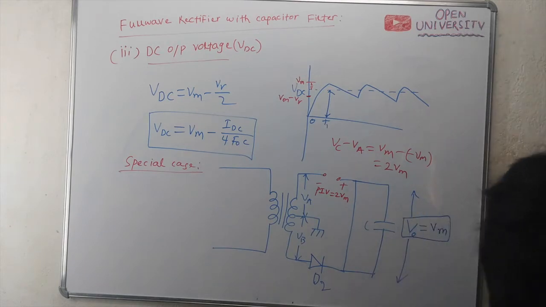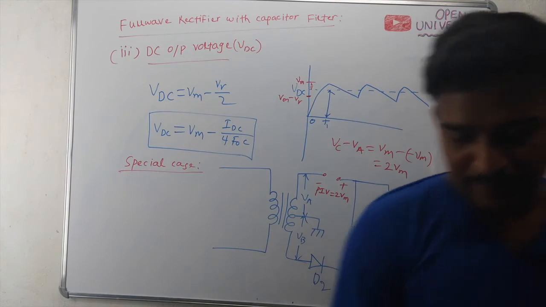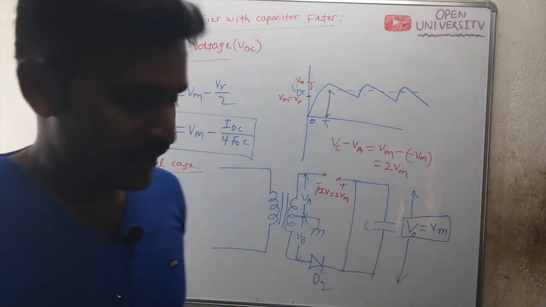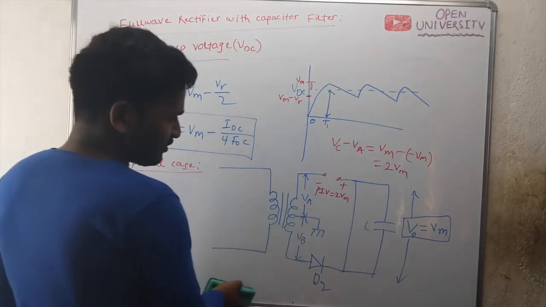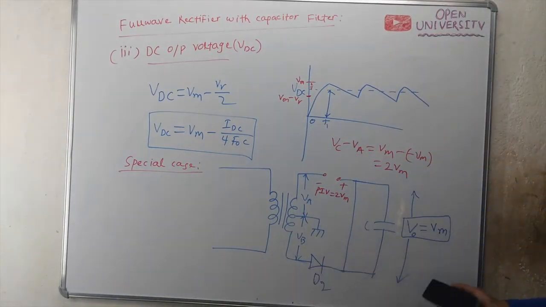I write down one note. Voltage rating of the diode will remain the same as that of without capacitor. We'll be writing that note again. If you wish, you can write it here, or I will be giving that note in the next step.